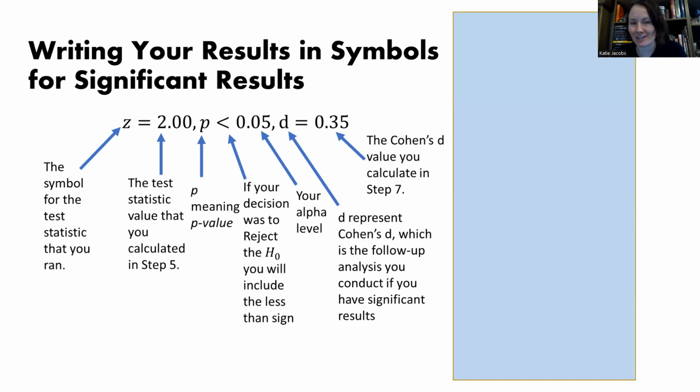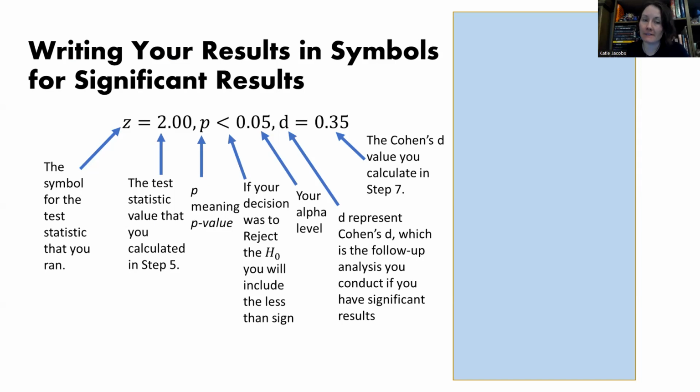So I had a screenshot of this from a previous lecture. I used to teach the steps in a different order, but it's step 4, not step 5, which is why your worksheet had it that way too. So you're gonna have Z equals whatever that test statistic value you calculated was, comma, you're going to put your P, which represents P value.